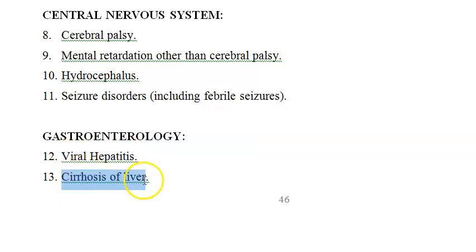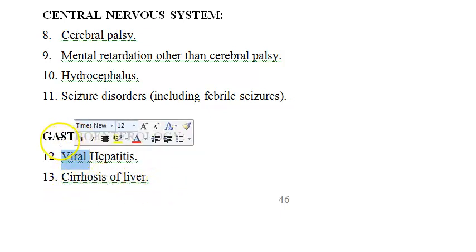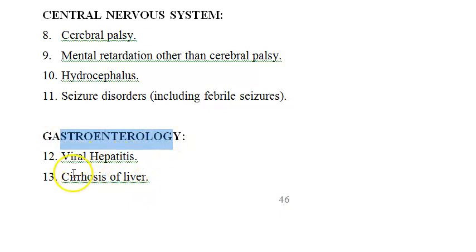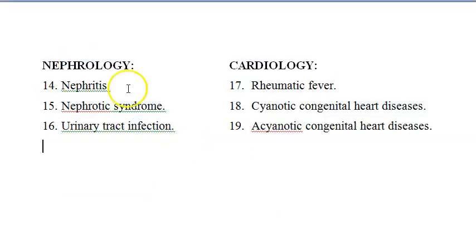Viral. Okay, cirrhosis of liver. Actually, viral, you have gastroenterology, you should know about rotavirus, isn't it? Cirrhosis of liver in child, cirrhosis of liver. Let's look at nephrology and cardiology.